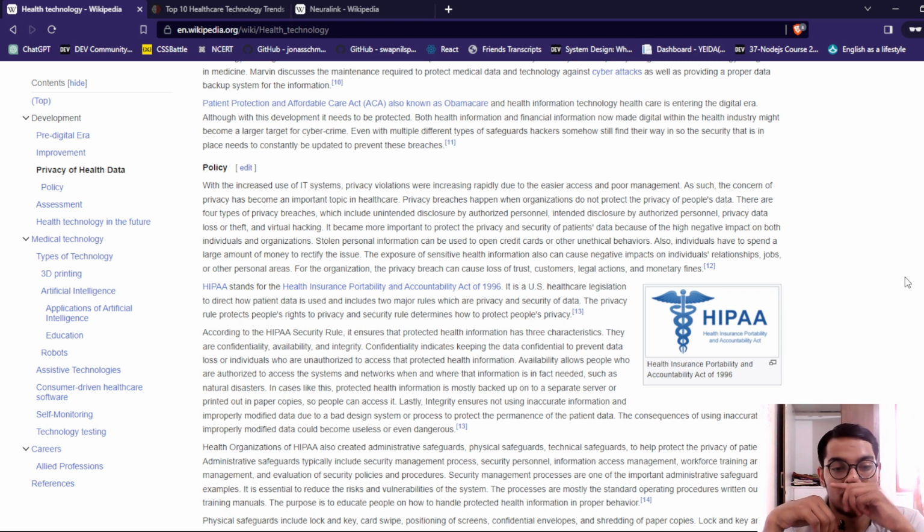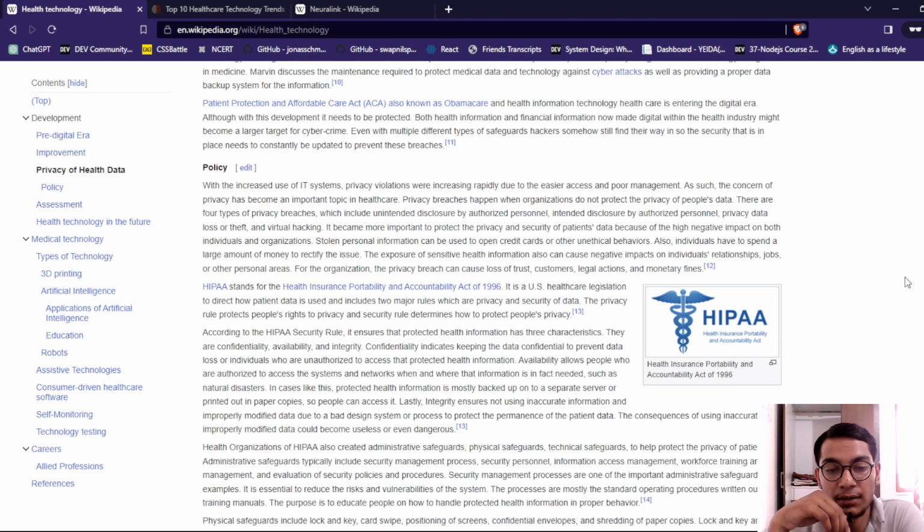HIPAA stands for Health Insurance Portability and Accountability Act. It is healthcare legislation that directs how patient data is used, and it includes two major rules, which are privacy and security of data. The privacy rule protects users' right to privacy. According to the HIPAA security rule, it ensures that protected health information has three characteristics: confidentiality, availability, and integrity.